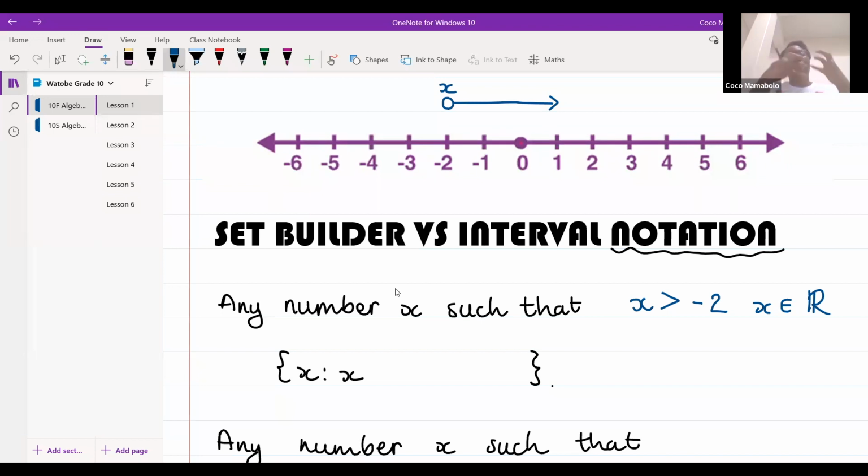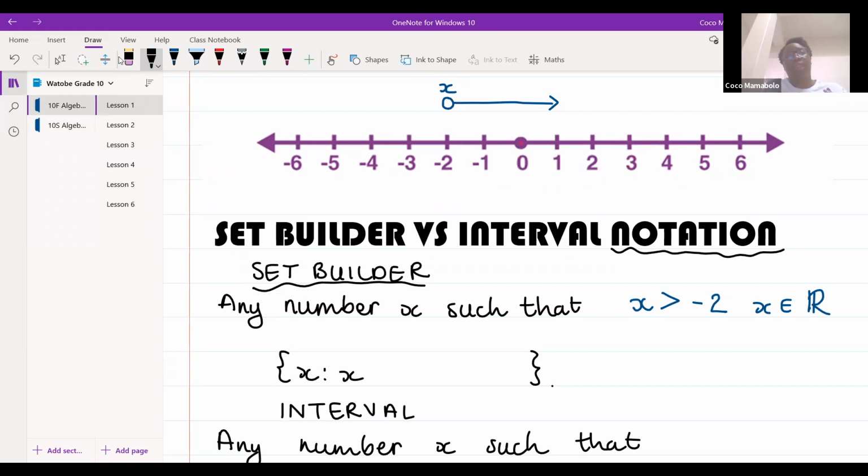Now if we've got X is greater than -2, there are two ways that we can express this. The first way is called set builder notation. And this is what we're going to be writing over here. The one underneath it is called interval notation, and we're going to talk about that in just a bit.